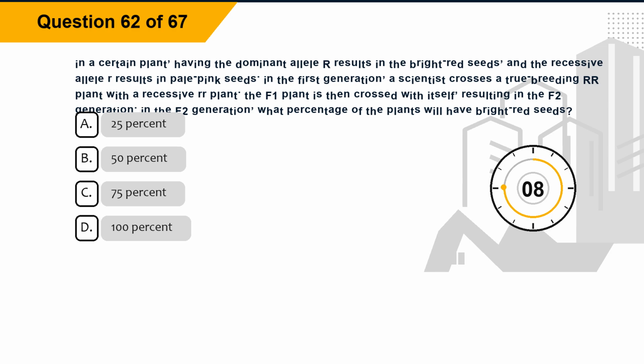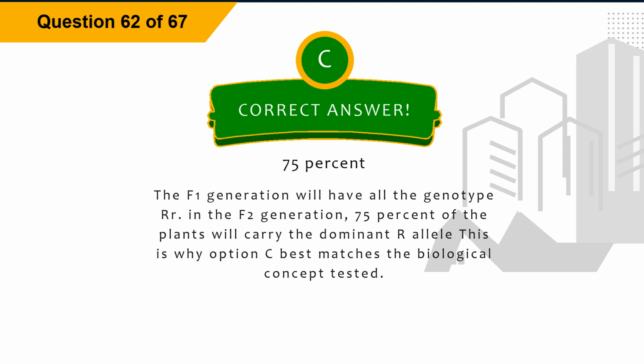Option A, 25%. Option B, 50%. Option C, 75%. Option D, 100%. The correct answer is option C, 75%. Explanation: the F1 generation will all have the genotype Rr. In the F2 generation, 75% of the plants will carry the dominant R allele. This is why option C best matches the biological concept tested.